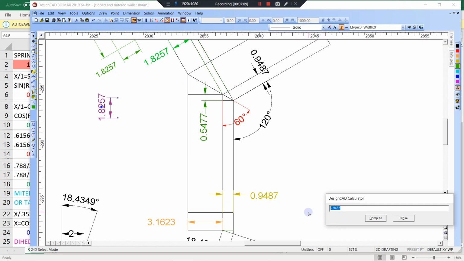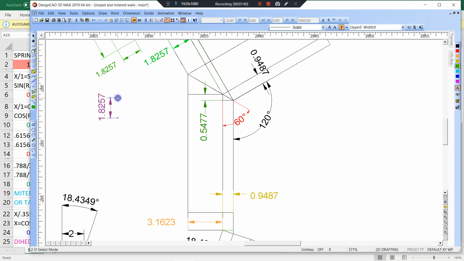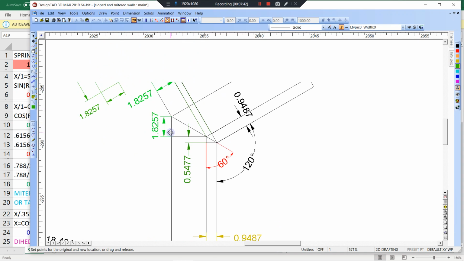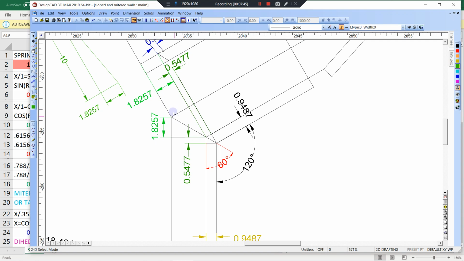So 3.1623 divided by x equals tangent of 60. Right, so that was divided by, right? So the x goes to the top, the tangent goes to the bottom, so delete, delete, delete, divided by, we'll end up with 1.8257. So that's how you get that dimension. And I only put it there because it's less crowded, but it's actually the same as this dimension here, so let's just get rid of that.